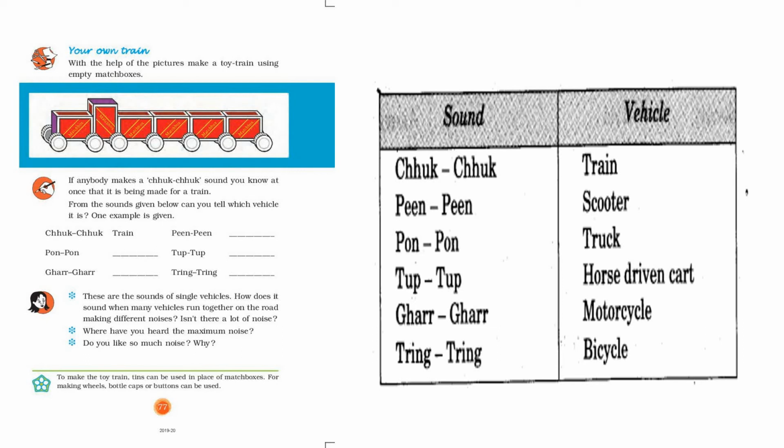Sound. It is of train. Beep beep, this is of scooter. Honk honk, this is of truck. Tup tup tup, this is of horse-driven cart. Grrr grrr, this is of motorcycle. Tring tring, this is of bicycle.